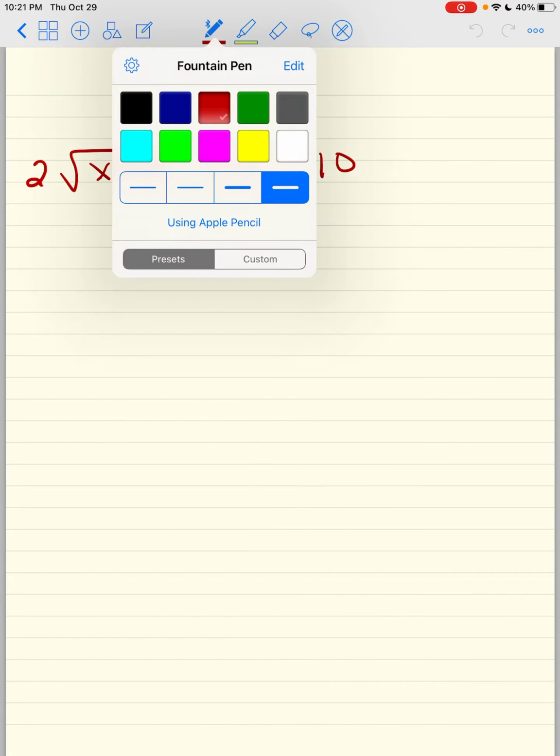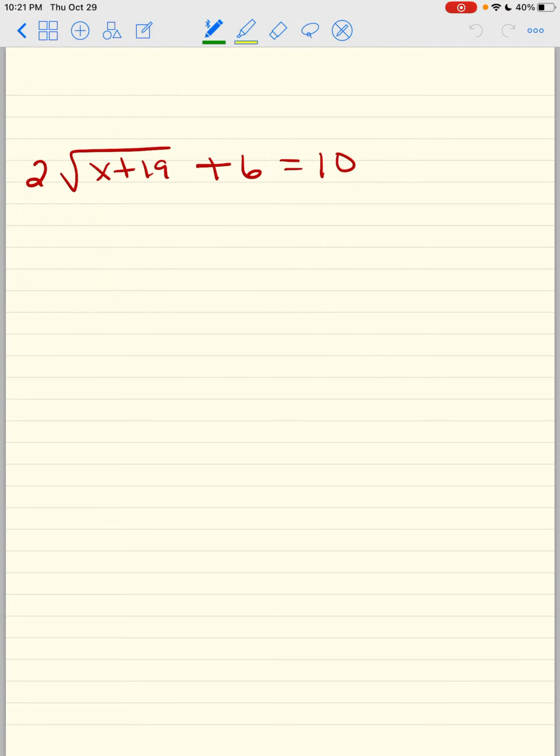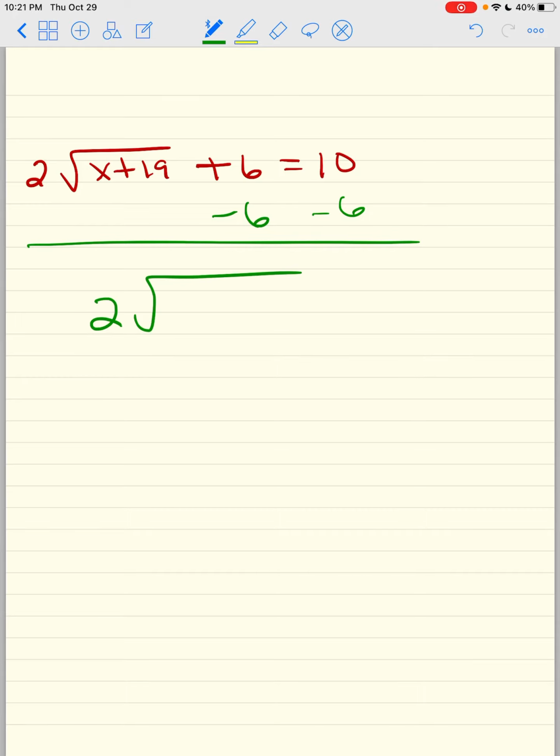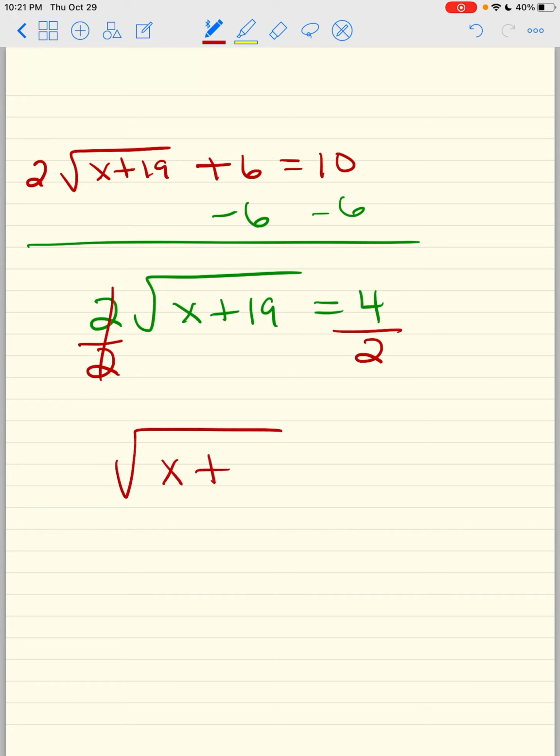In this problem, I've got to move everyone away from the square root. So first, I'm going to minus 6 on both sides. Once you do that, you're going to have 2 radical x plus 19 is equal to 4. Your next step is to divide by 2 because you want everybody away from the square root. Our final step is, in order to get rid of a square root, we square both sides. Now that we got everything away from the square root, we can square both sides. Squares and square roots cancel each other out.